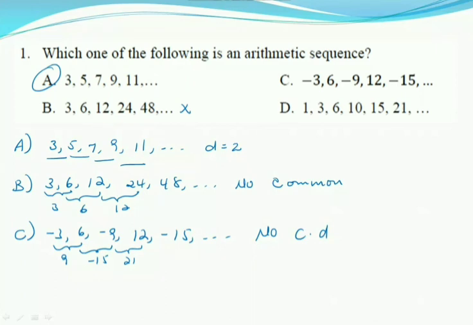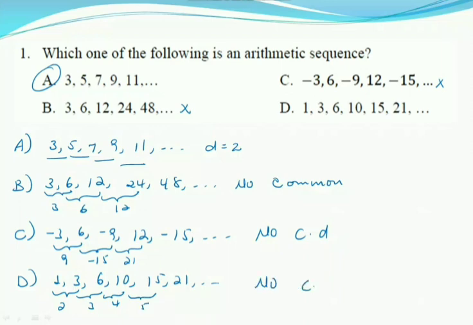So this cannot be the answer. Now let's check for D. In D we have 1, 3, 6, 10, 15, and so on. So look at the difference between the consecutive terms. Here the difference is 2, 3, 4, 5. There is no common difference. So D cannot be the answer. Therefore, our answer is A.